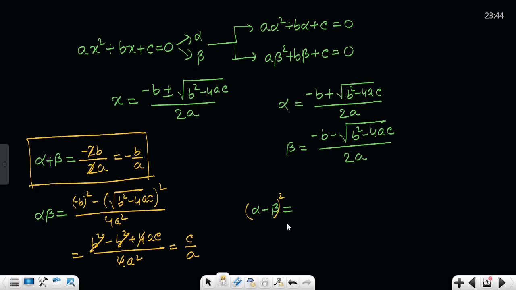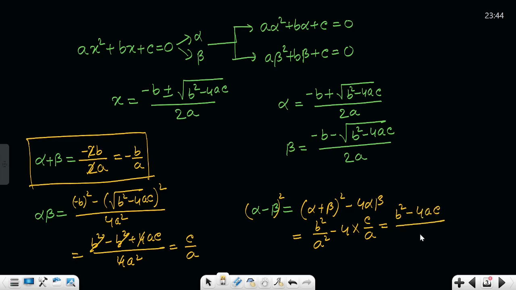Why? Because we know alpha minus beta whole square is equal to alpha plus beta whole square minus 4 alpha beta, right? So alpha plus beta is equal to minus b by a, so this will be b square by a square minus 4 into, now alpha beta is equal to c by a. Put it here, right? So we will get b square minus 4ac over a square after taking LCM. So now we can find alpha minus beta actually.